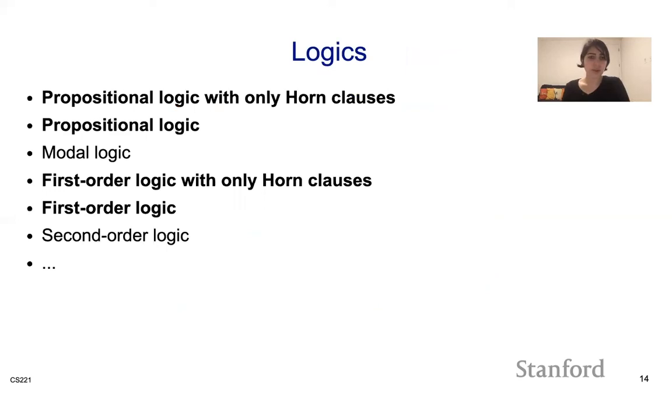Just to give you a quick overview of the different types of logics we will be talking about, they are in order of increasing expressivity. In this week, we are going to be talking about the bolded ones. So we will be talking about propositional logic, and specifically a subset of it that only has things called horn clauses. We'll talk about what those are. We will also talk about first order logic, first order logic only with horn clauses and just generally first order logic.